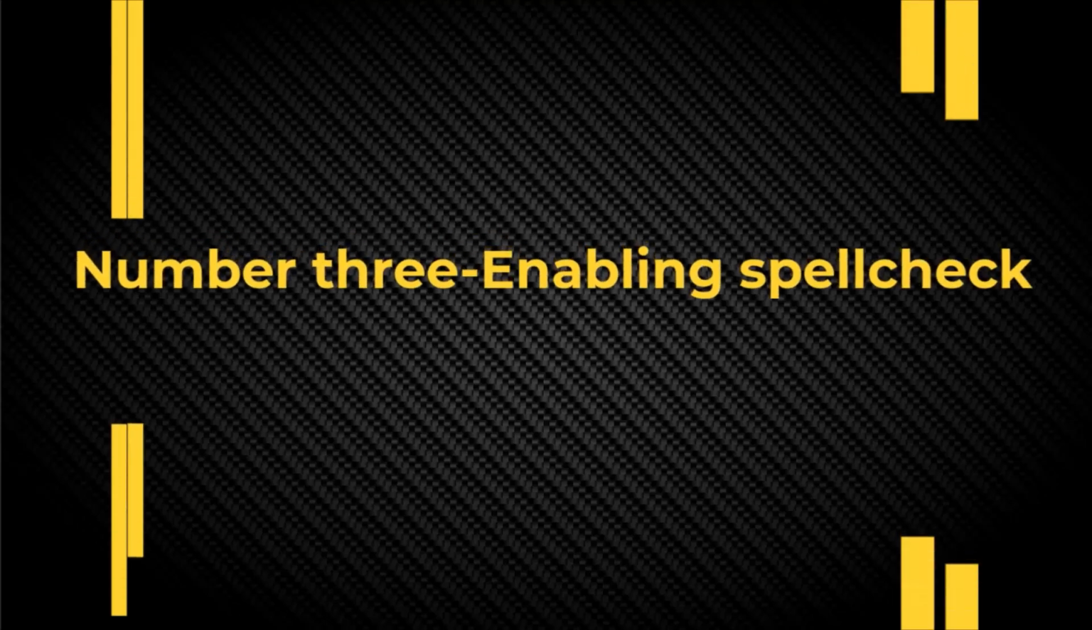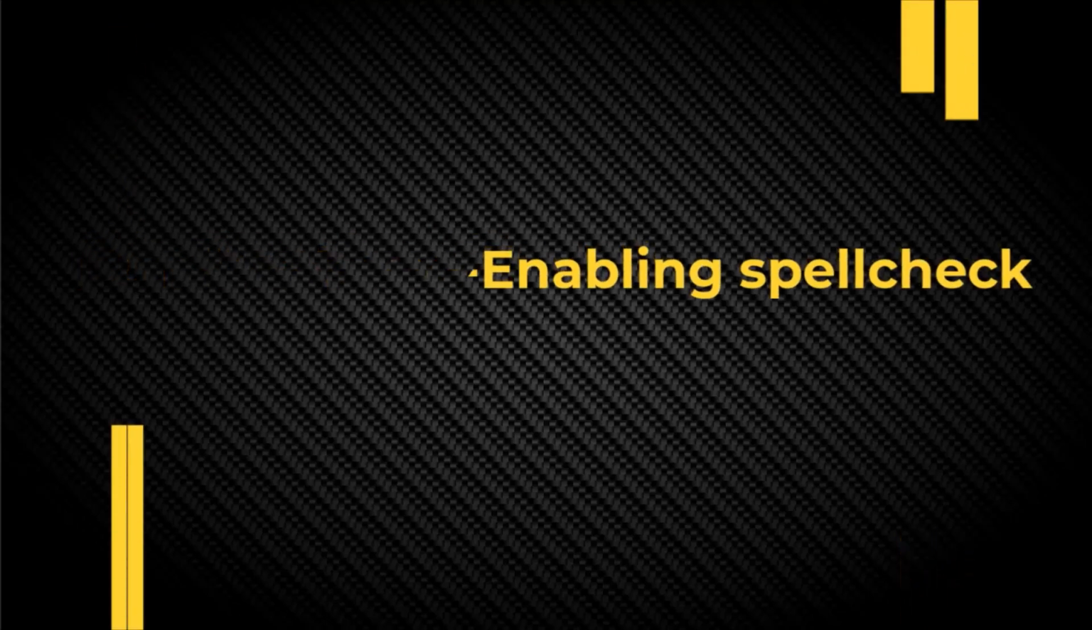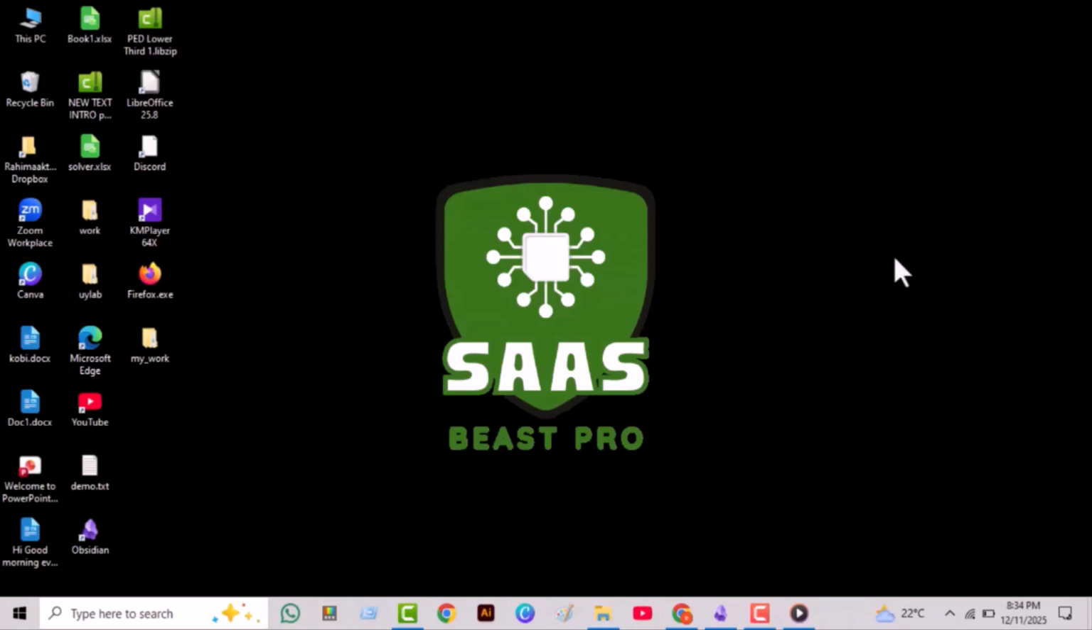Number 3, enabling spell check is important because it helps you catch typos instantly and keep your notes clean and professional. This boosts clarity and makes your Obsidian workflow more reliable. It's a small feature that delivers big writing improvements. Alright, let's get into the steps.